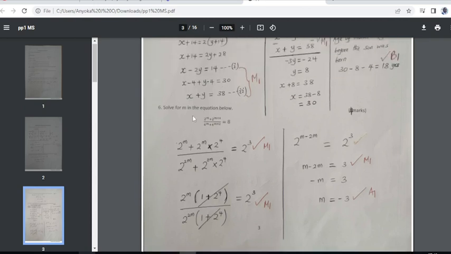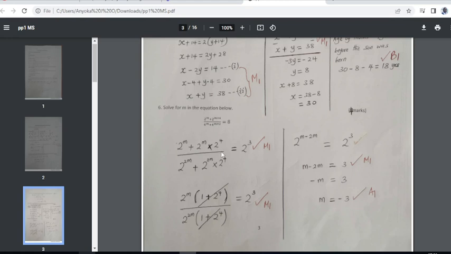So, solve for m in the equation below. This is a question on indices. If you see very well, it's a question on indices. And there is 2 power m plus 2 to power m plus 4, over 4 power m plus 4 power m plus 2, is equal to 8.